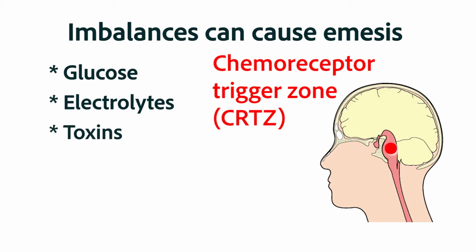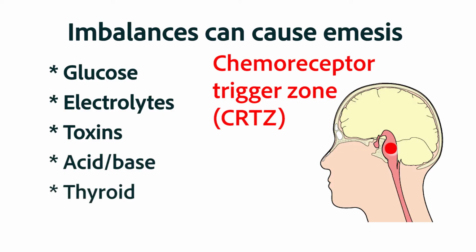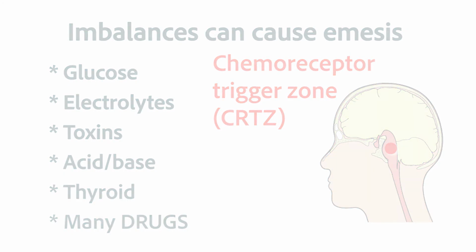The buildup of toxins from kidney failure, any condition of pH abnormalities, and also thyroid problems can all present with vomiting as one of the first symptoms. And once again, in those instances, the imbalance is perceived at the chemoreceptor trigger zone, and the message to initiate vomiting is sent to the vomiting center.